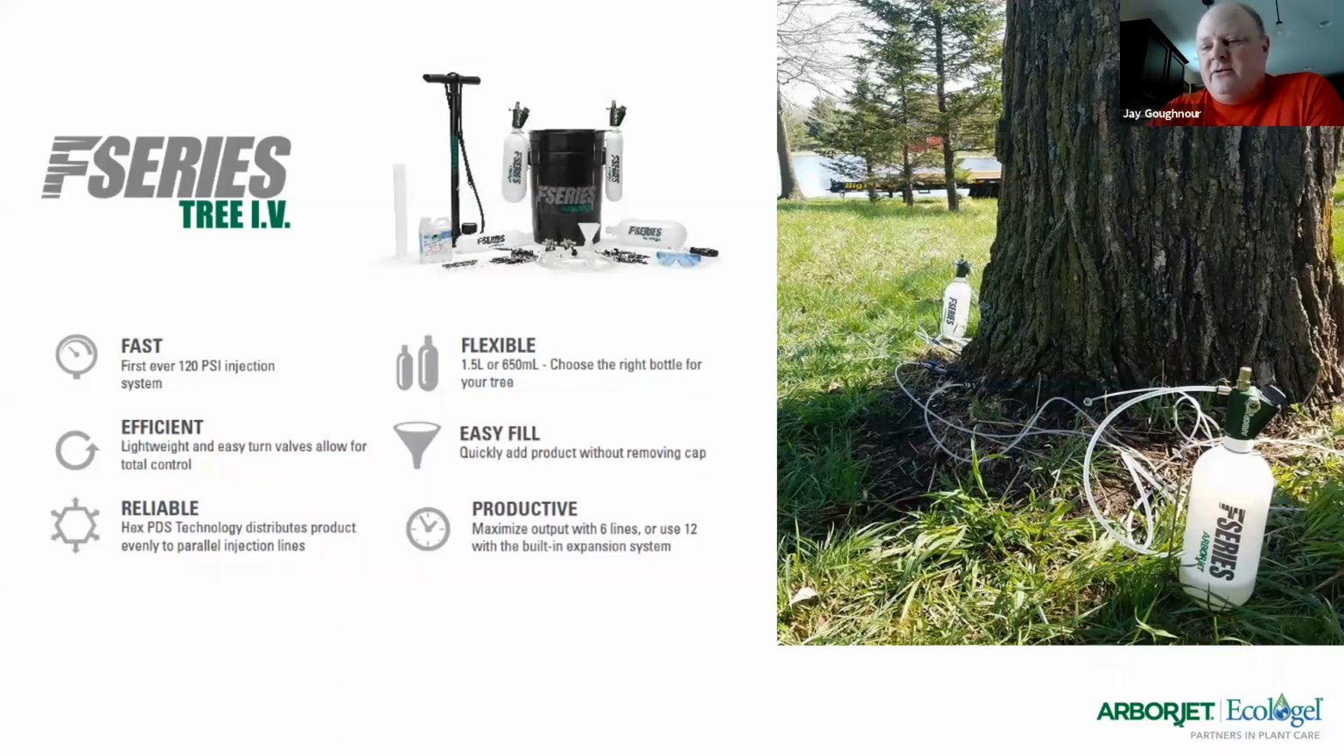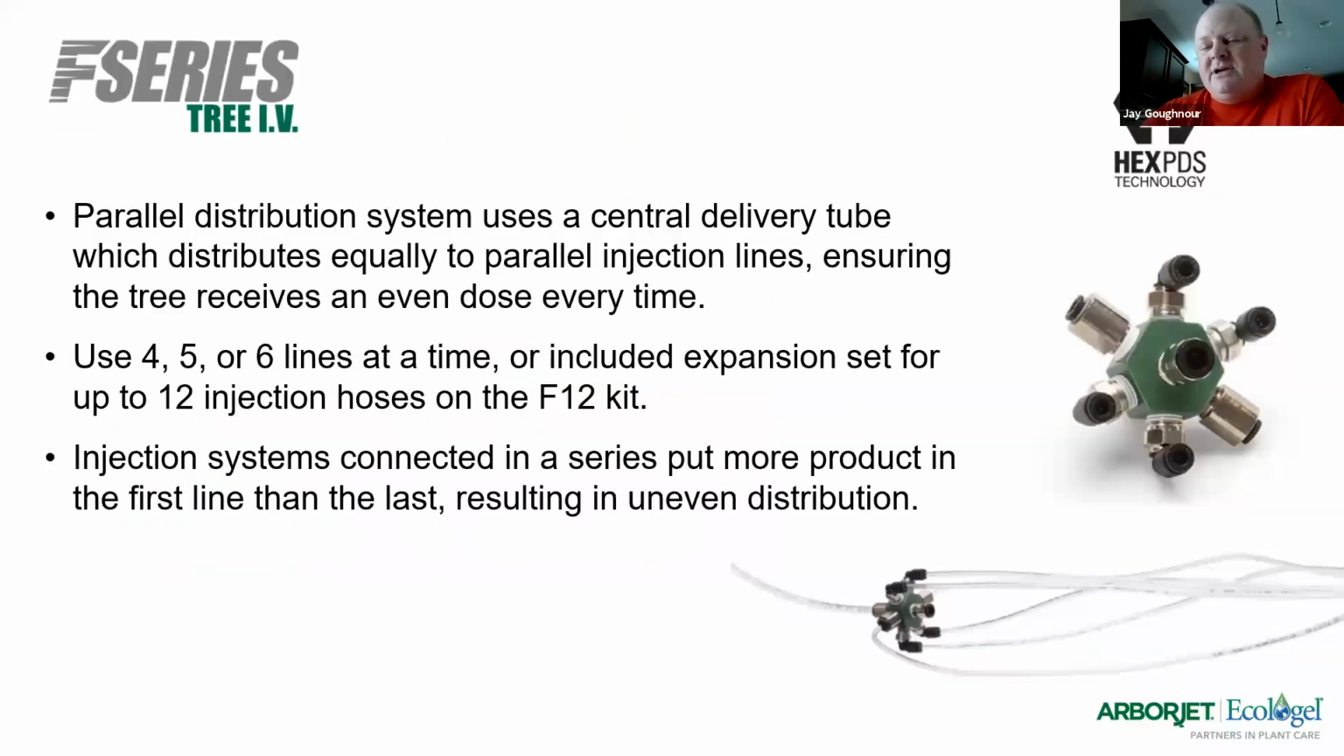And then the other nice thing about the F-Series is you've got a really good manifold system. The way we distribute product through the F-Series is an even distribution. As the product's coming down your main line, it distributes evenly, and you get a lot of flexibility. You can use 4, 5, or 6 lines at a time off of one kit, and then you can add an expansion manifold and extend it even up to 12. So the flexibility for these large oak trees that have multiple injection sites, and some can have a lot, this is a really good kit to use. I like it a lot.